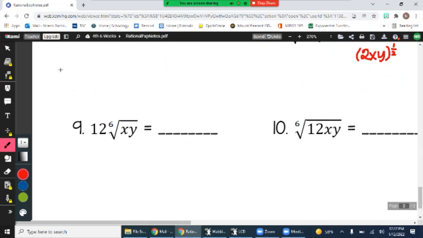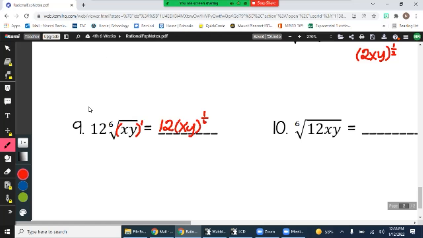Okay. 9. What's different about example 9? Not everything is under the radical. There's 1 on the outside. So where do you think that 12 is going to go? Front of the parentheses, outside of the parentheses. And because we want to keep x and y together, I'm going to go ahead and group them with parentheses and put an exponent of 1, making this xy to the power of 1/6.